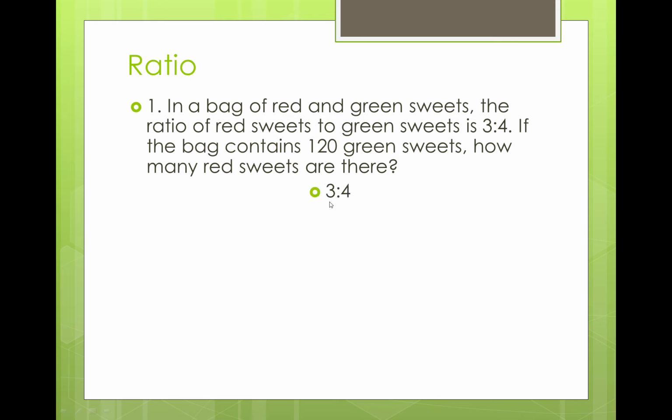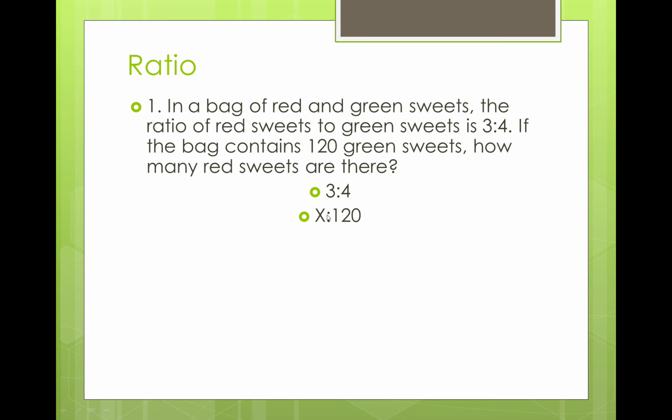So the given is 3:4, which corresponds to the number of red and green sweets. So red is 3, green is 4. Now the actual number of the sweets is here x is to 120. X represents the number of red sweets and the 120 represents the number of green sweets.